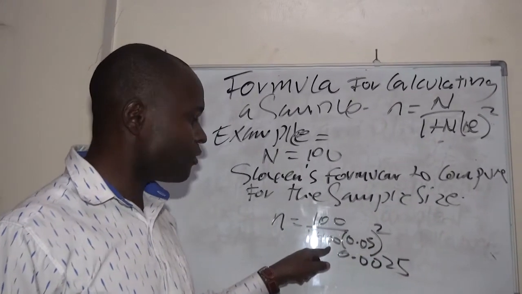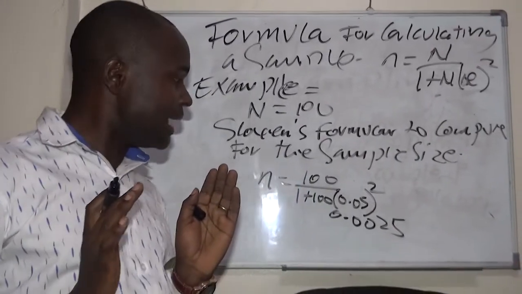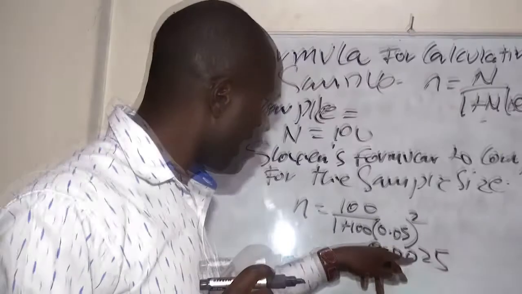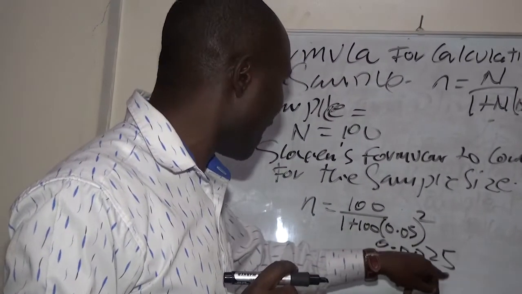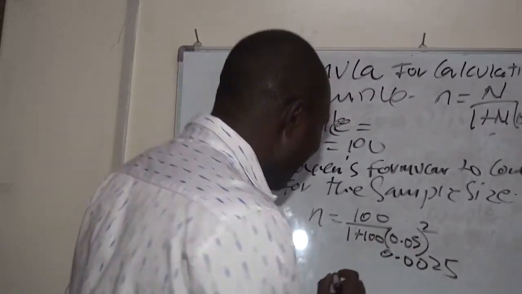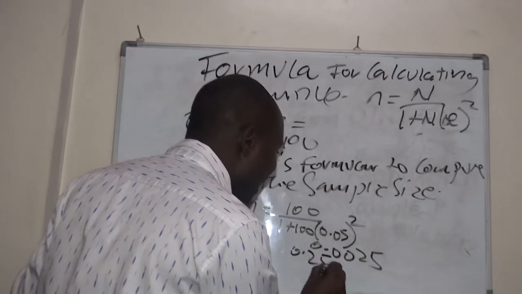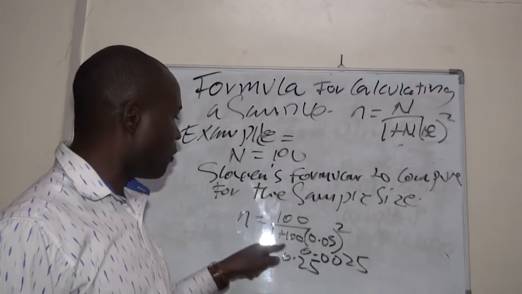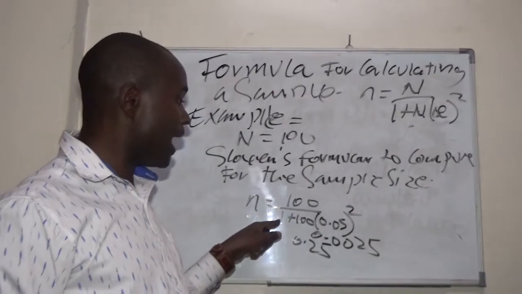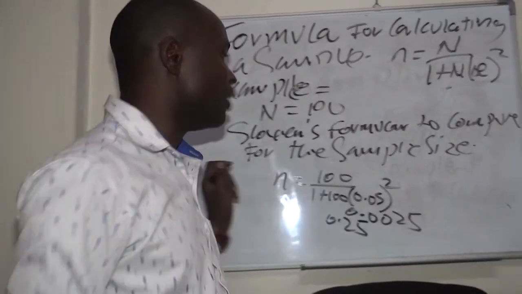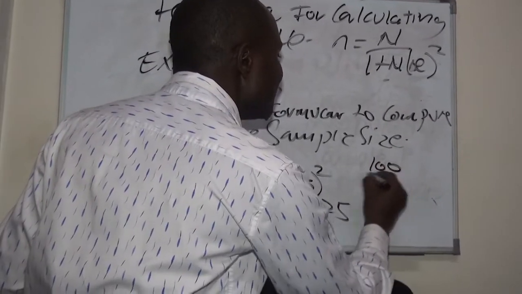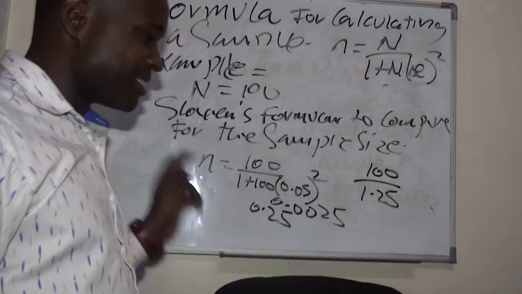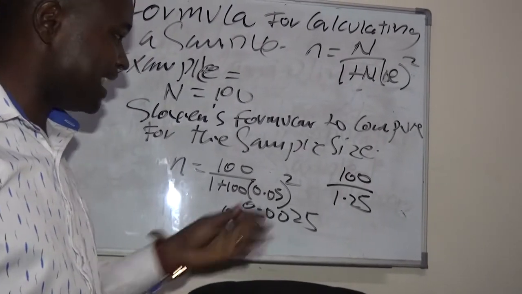Okay, so I will multiply that 0.0025 with 100 because I'm going to begin with the denominator. The numerator is okay, it's just 100. So I have to multiply this 0.0025 with 100 to get 0.25. Okay, it gives me 0.25. This one I will add on 1, because I'm adding 1 plus 0.25 to get 100 over 1.25. Okay, that's what I'm going to get at the end of the day.